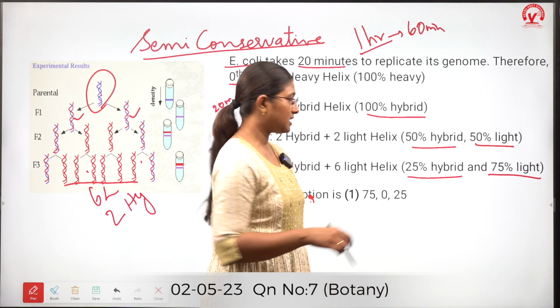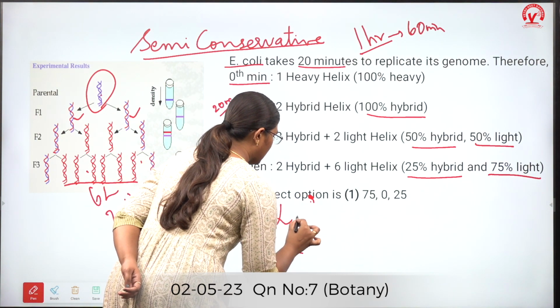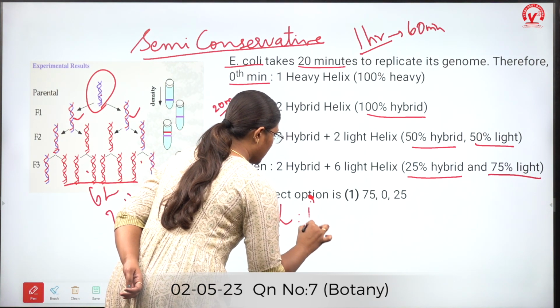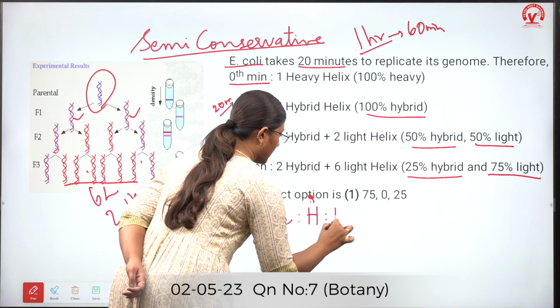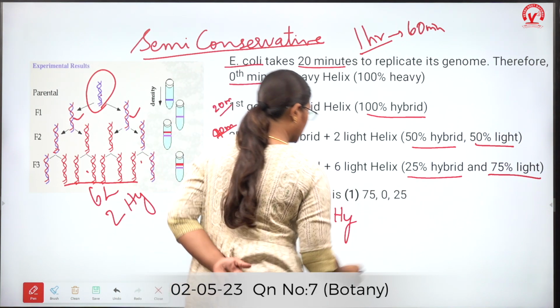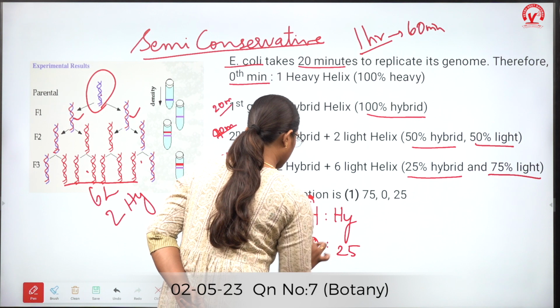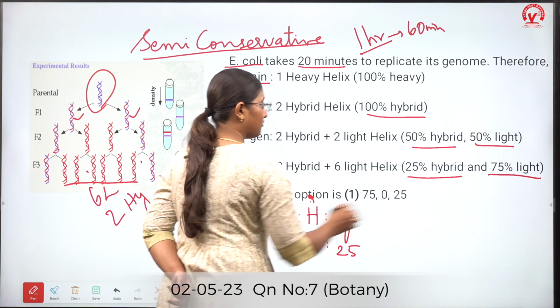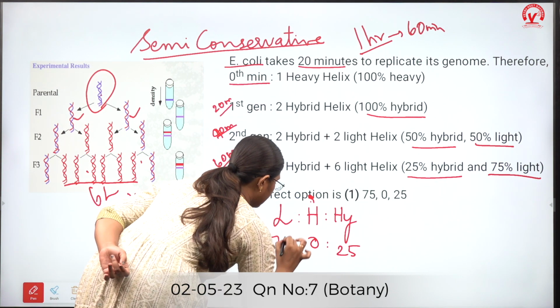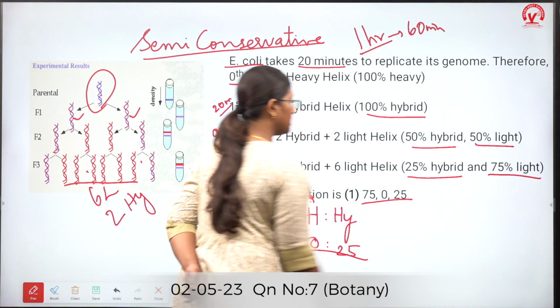But in the question they have asked the ratio as light, heavy and hybrid. So the answer would be: for hybrid it is 25%, there is no heavy chain, and for light it will be 75%. So we have got the answer.